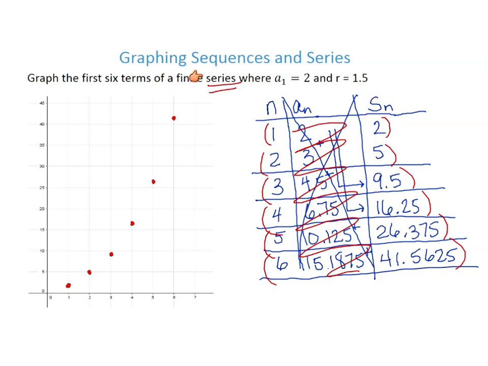Now remember, how do you know when you have to make this third column? It's only when you're asked to graph a series. So if you're asked to graph a sequence, then you just do it the same way we did all of the other ones. You have an n column and an a sub n column, and you graph those points. But if you're asked to graph a series, that means that you want the sum up to that point. So these 2 added together give me 5. These 3 added together give me 9.5. These 4 added together give me 16.25. Okay, so that's the difference.